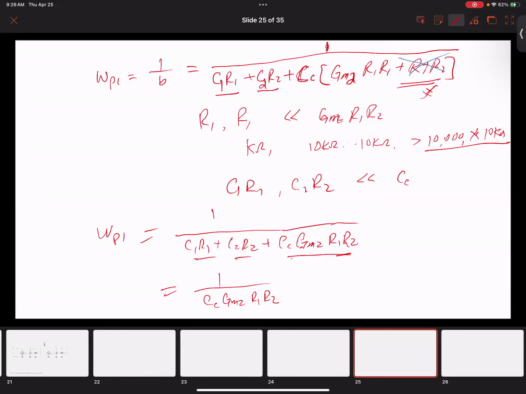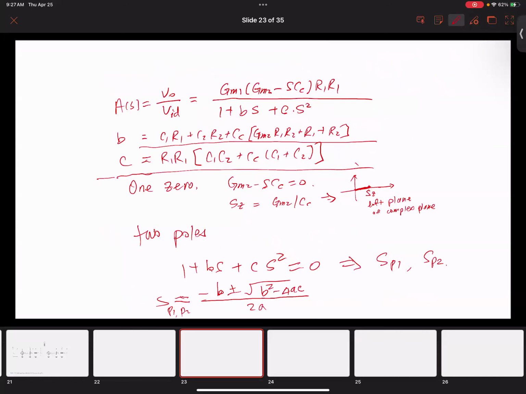So this is your WP1. What we did is, by some simplification, we get WP1. This simplification process is based on the principle of which one is bigger and which one is smaller, because apparently CC times GM2 times R1 times R2 is much larger than R1 times C1 or R2 times C2. So we get WP1. Now we go back to here.